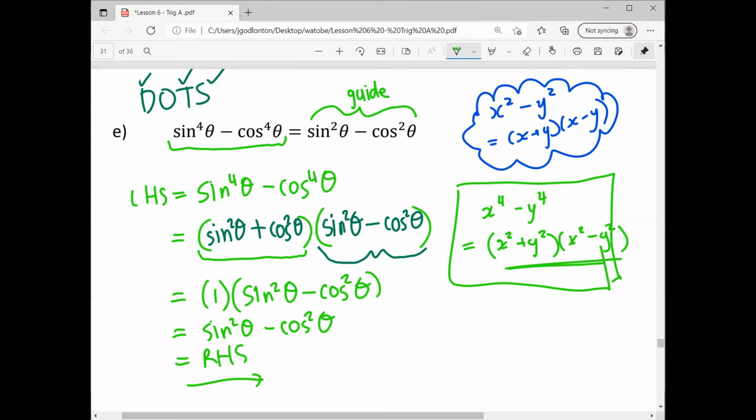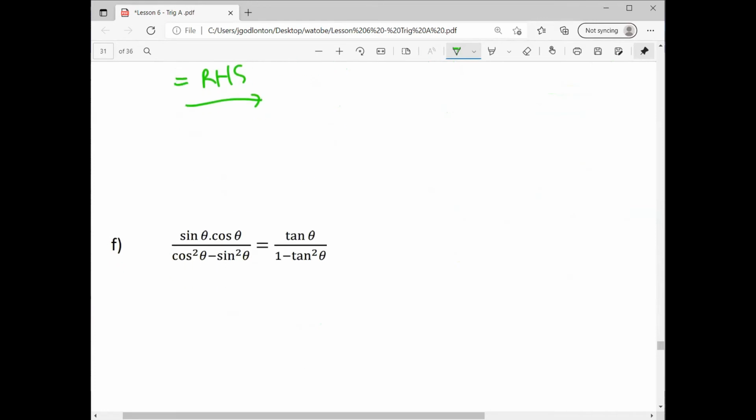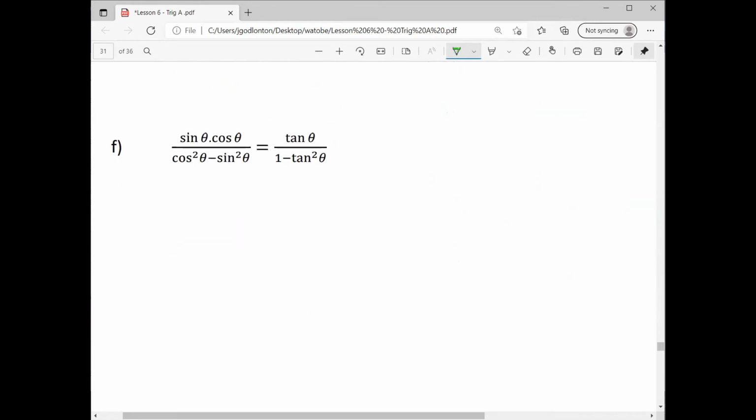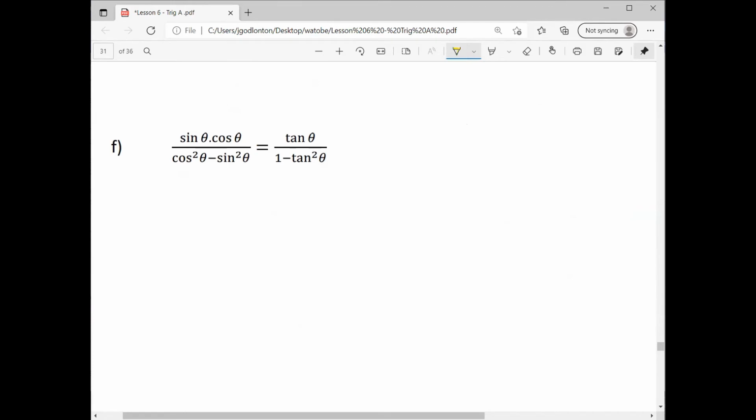Our next one is a sneaky one. Because in this particular situation, you could work with the left, but because we have these tans chilling here, that's kind of like a sign to say, well, maybe we should work with the right. But you really can work with either. So both of them will work.